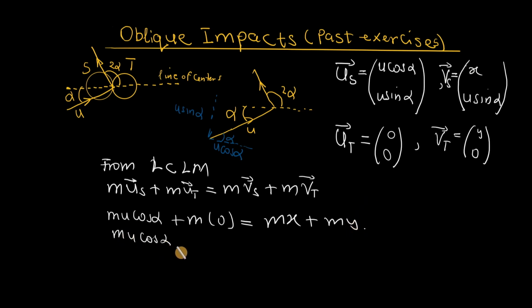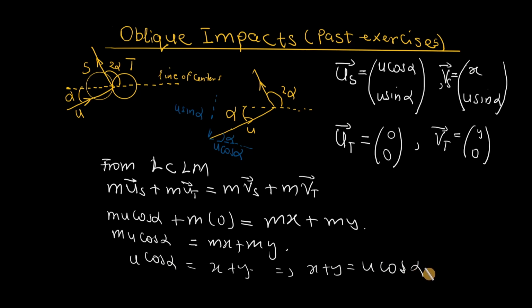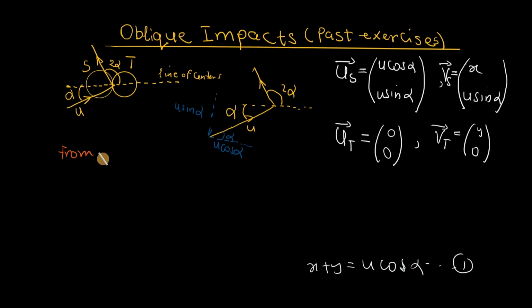m u cos alpha equals m x plus m y. The spheres were identical and their masses were the same. So m is common on both sides of the equation. So m cancels. I have u cos alpha equals x plus y. That means x plus y equals u cos alpha. Call this equation 1. From Newton's law of restitution, (vT minus vS) over (uT minus uS) equals negative e.